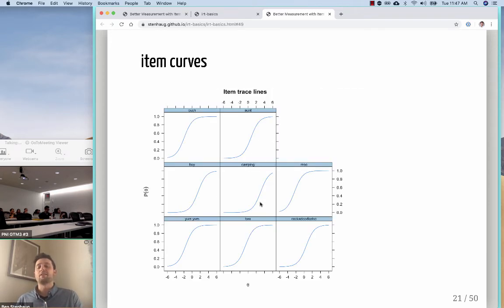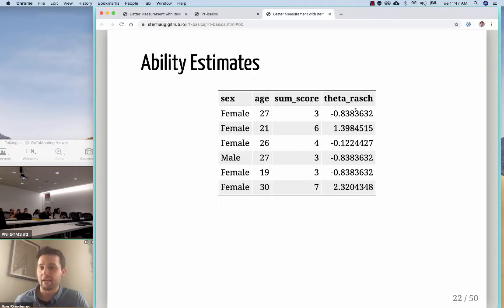I can then go back. With these item parameters fixed, for each child I can do the maximum likelihood estimation of their theta, using Rasch because it's according to this model. And we can look at, for each kid, what is that maximum likelihood estimate of their ability? As you can see here, and as should be expected, it corresponds positively with their sum score. This kid knew 7 of 8, they got a 2.32. This kid knew only 3, they got negative 0.8383, et cetera. And that's the process. Any questions?